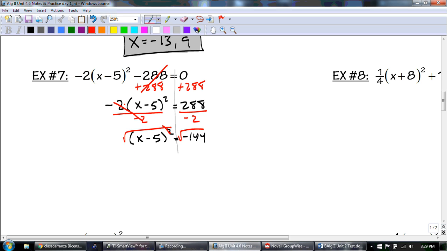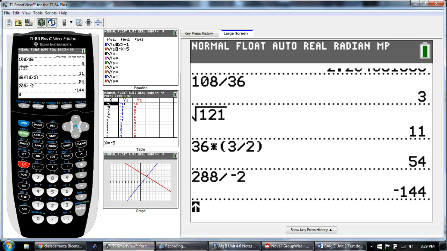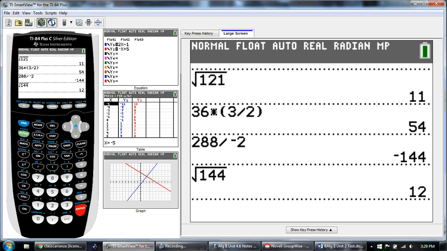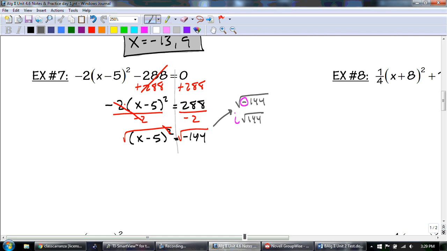To cancel the square, I do square roots. And then off to the side, I need to do the square root of -144. Well, it's negative, so I know there's an i, and then the square root of 144, which is one of our numbers. If it's one of your numbers, you can just take the square root of it, and it tells you if you haven't memorized it. Okay, so this is 12i. So x - 5 = ±12i.